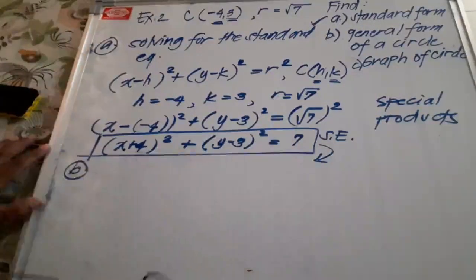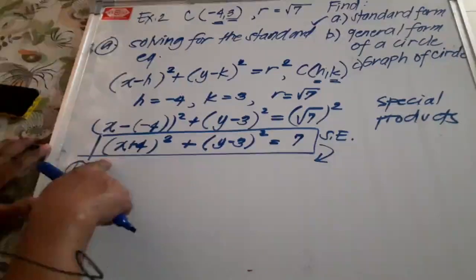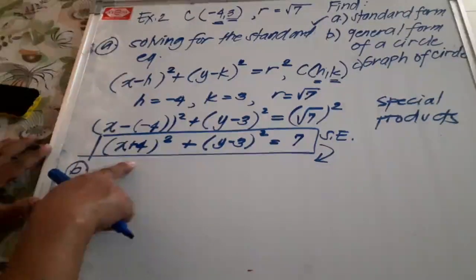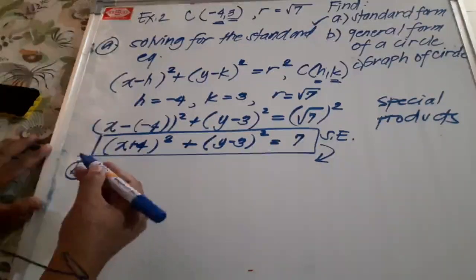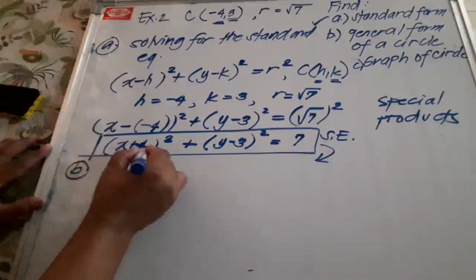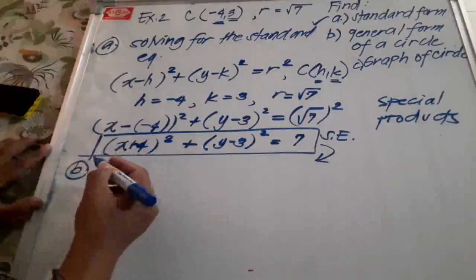Diretso ko na. Expand. A square of the sum of two terms, pag in-expand will be square of the first term. So that will be the first term is x, the second term is 4. So the square of the first term is x squared.